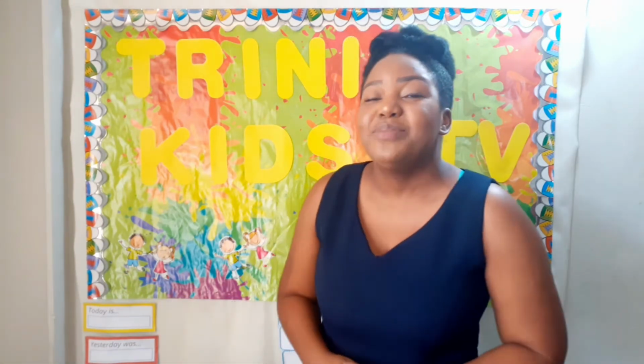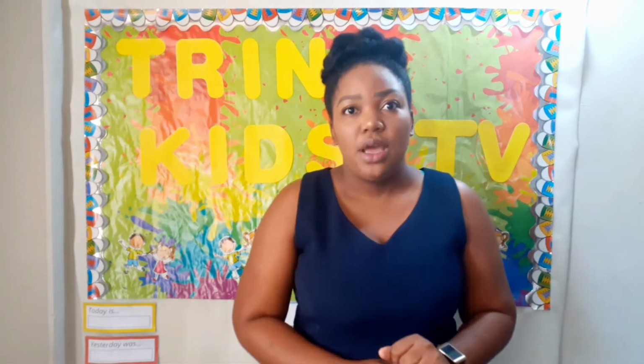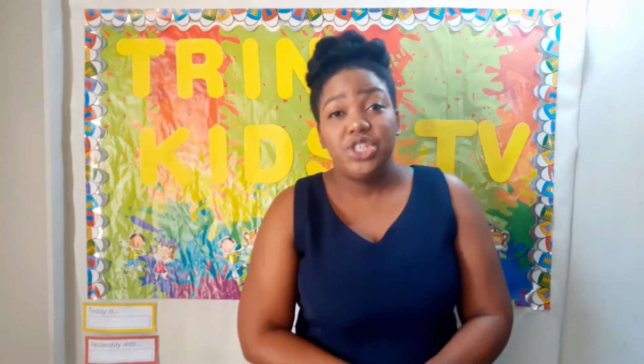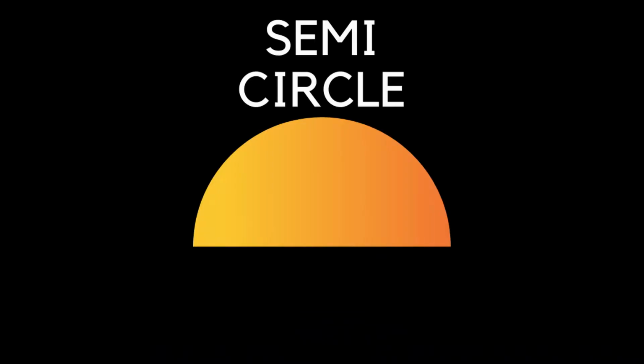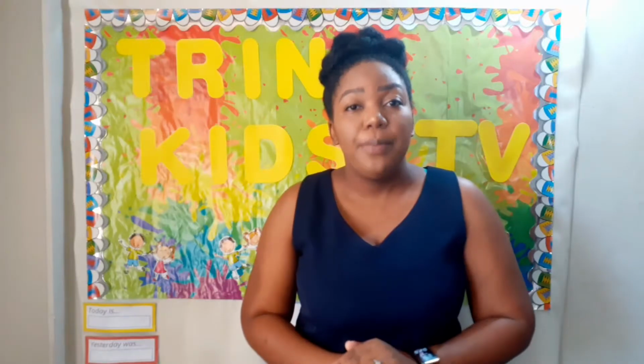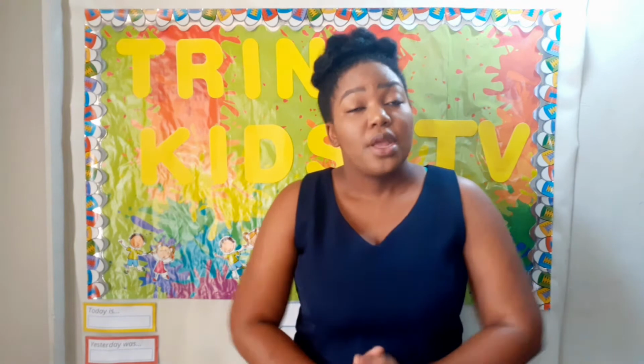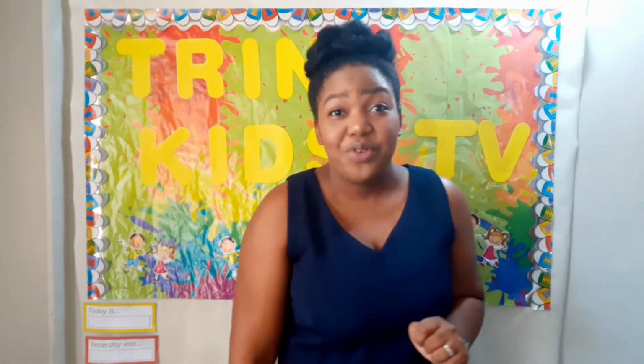Now, let's talk about our shape of the day. Well, our shape of the day is kind of similar to our shape of the day yesterday. And our shape of the day is a semicircle. Yes, a semicircle is like half of a circle. Okay, so it has a round shape to the top and a flat line to the bottom. And that's a semicircle.